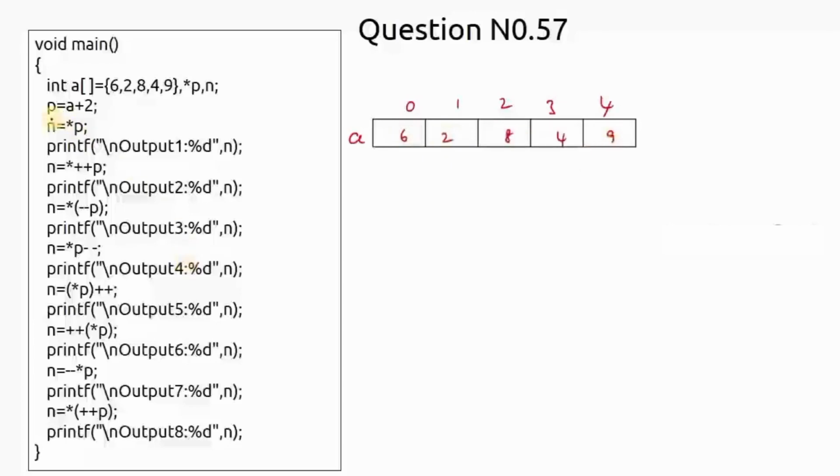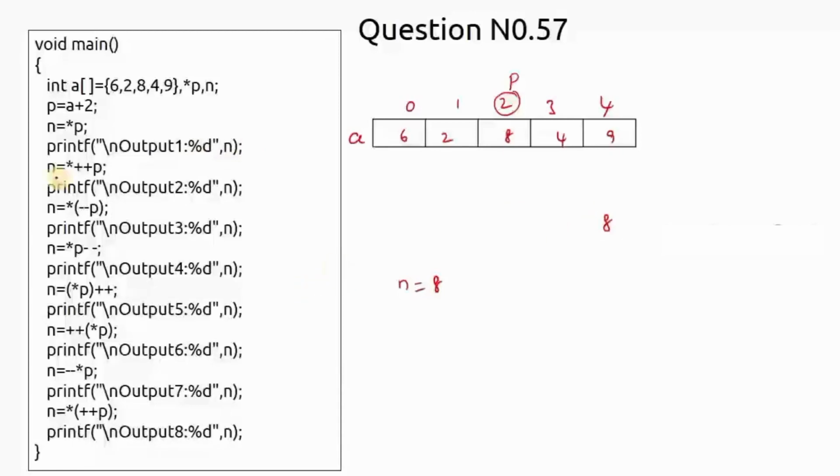So the values are also initialized. Now pointer p is equals to a plus 2. Now initially where is the pointer? a plus 2. That means in this location. So your pointer is now in this location. Now n value is equals to pointer p. So pointer p is in this location. So the value inside the pointer location, that is the address location, is 8. So n value is 8 right now. So printf output 1 is equals percentage d n, means it will print 8.